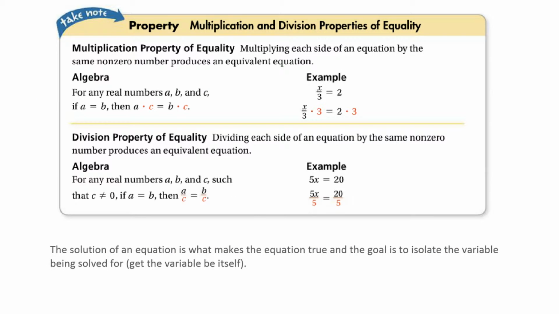Continuing on, the multiplication and division properties of equality work the same way. If I multiply one side by number C, I have to multiply the other side by C. In the example, it shows us multiplying the left side by 3 as well as multiplying the right side by 3. And the same goes for division. If I divide one side by C, I have to divide the other side of the equation by C. In our example, we divide the left by 5, so we divide the right by 5.